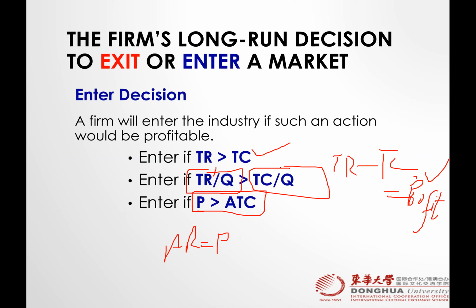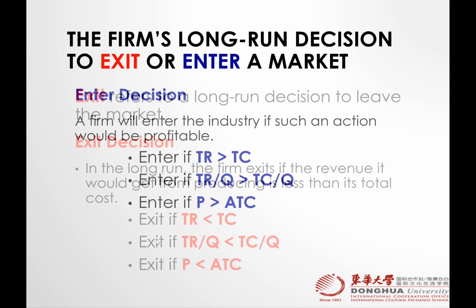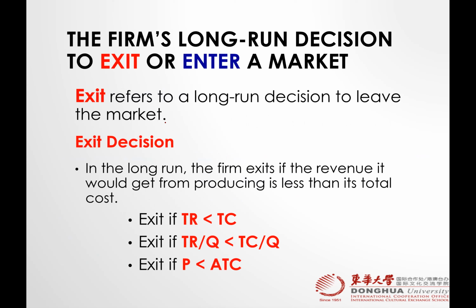So whenever the market price is greater than the average total cost and the market is a competitive market, which means there is no barrier to enter or exit, you will see new firms coming to the market, entering the market, right? So the entry condition is price greater than average total cost. So the opposite would be the exit condition, right?